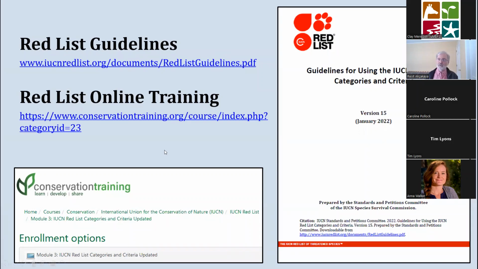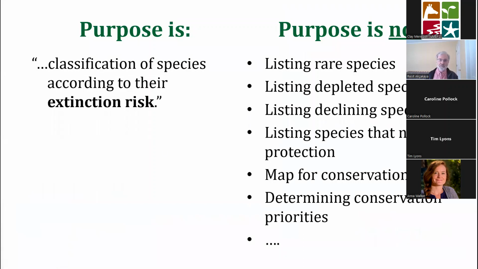And one of them, of course, is the purpose of Red List. Why do we do Red List assessments? Now, you all know this, but still, I think it's worth emphasizing. The purpose of Red List is to classify species according to their extinction risk. And extinction risk means the likelihood that the last individual of the species will die in the near future.